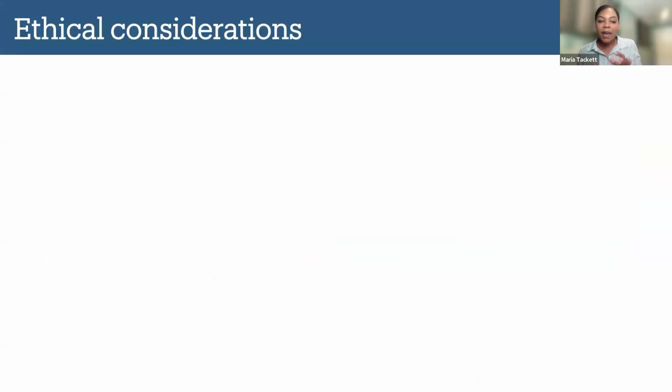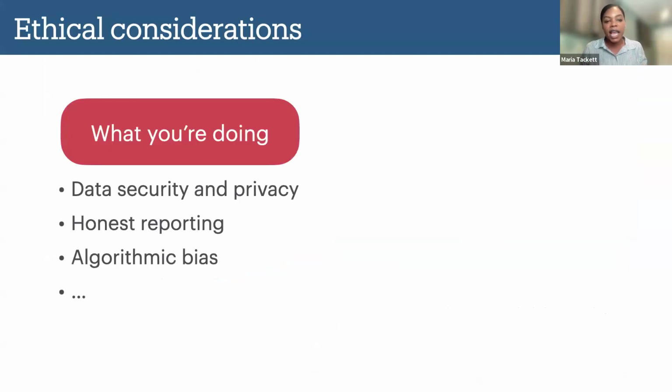And so when I think about ethics, in my brain, I think about it in sort of two different buckets. There's the what you're doing, and this is specifically as I'm thinking about data science ethics. So these are the things we've probably thought about: data security, data privacy, honest reporting. Am I interpreting the results in a way that's fair and ethical? Is my graph fairly representing the information? Algorithmic bias. So I really think of these as the analysis decisions that we're making.